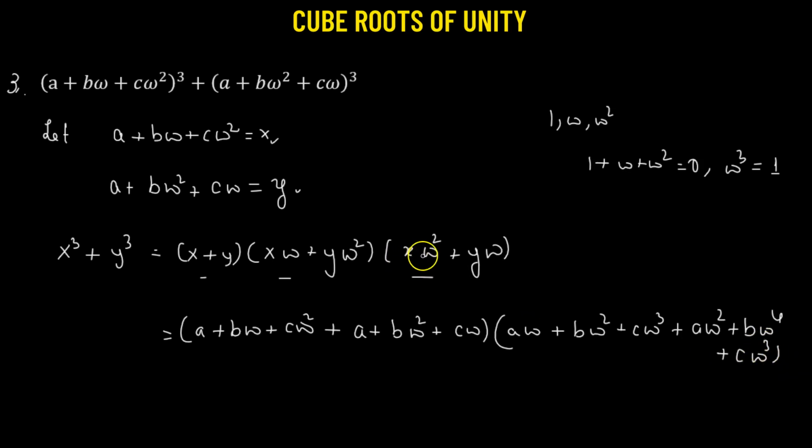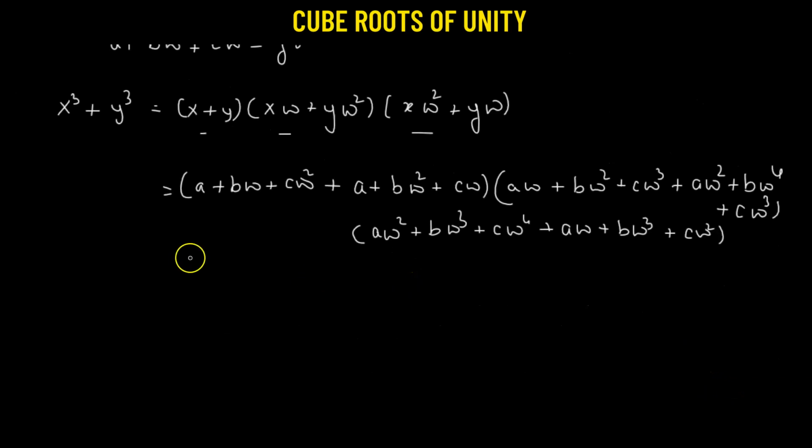And the third factor is x omega squared plus y omega. We'll multiply each of the terms of x with omega squared, so this will give us a omega squared plus b times omega cubed plus c times omega raised to the power of 4. And this is added to y times omega, so we'll multiply omega to each of the terms of y. So that's a omega plus b omega cubed plus c omega squared. Now this is the expression for x cubed plus y cubed.